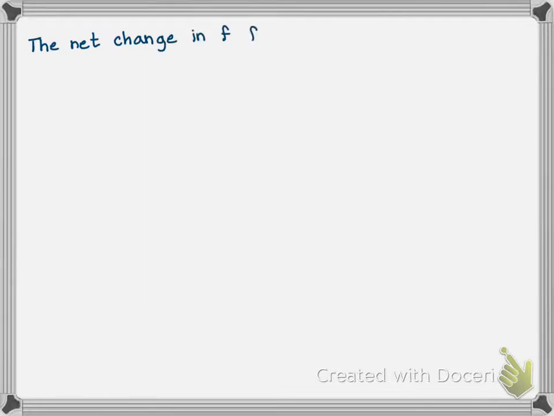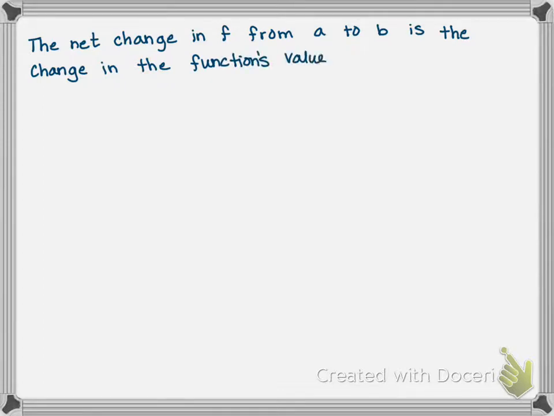The net change in F from A to B is the change in the function's value resulting from changing X from A to B.